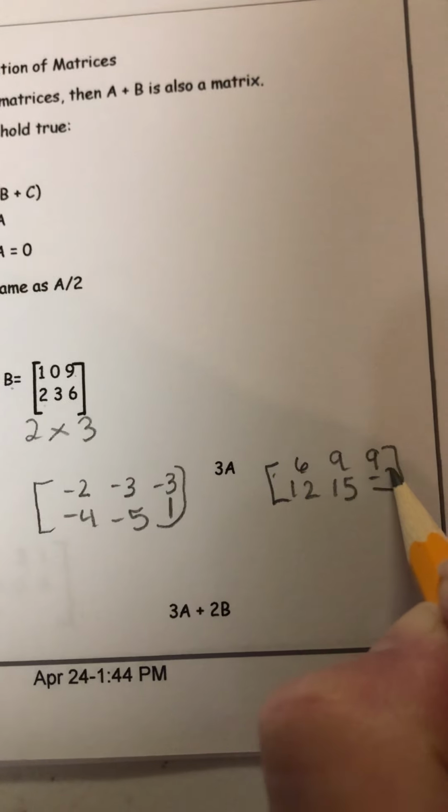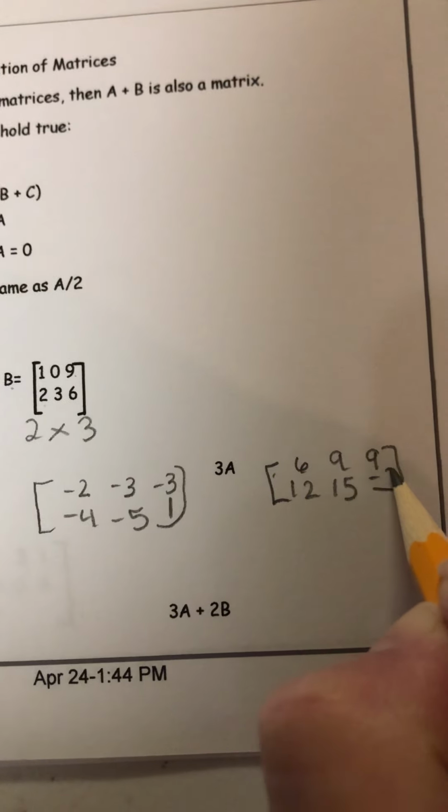Half of A. So if we're going to take half of A, we're going to take half of all the numbers. Half of 2 is 1. Half of 3 is 3 halves, or 1 1/2, but I'll leave it as an improper fraction. Half of 4 is 2. Half of 5 is 5 halves. And half of -1 is -1/2.